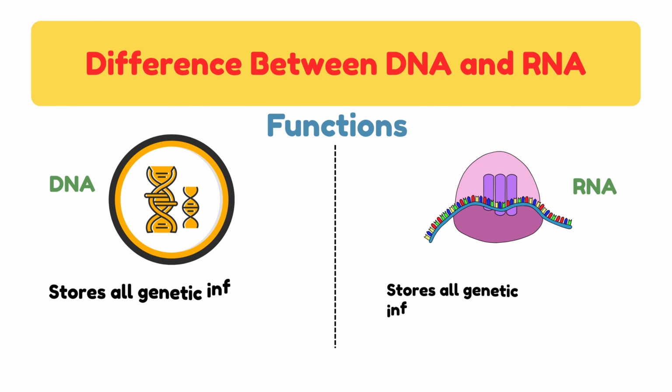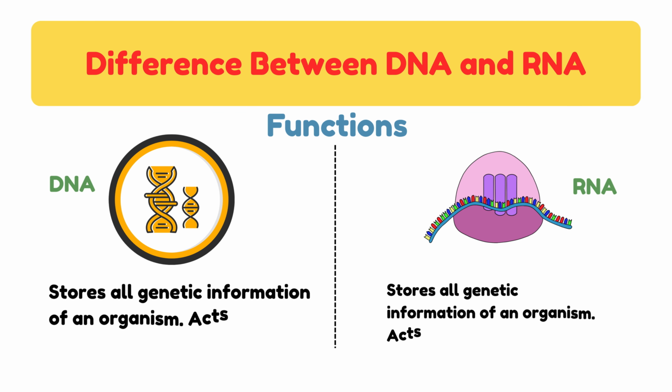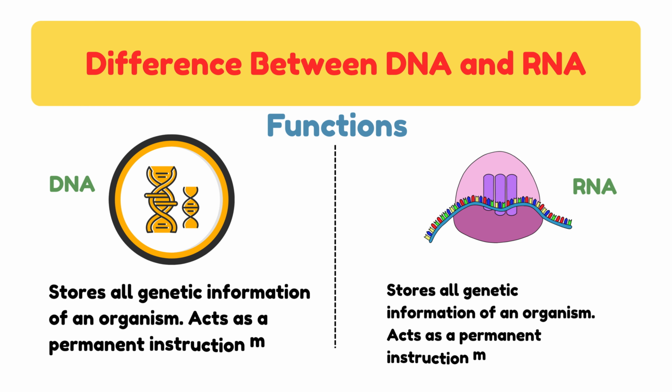Function. DNA stores all the genetic information of an organism. Think of DNA as a permanent instruction manual. RNA's function is to transfer these instructions so the cell can build proteins. It acts like a fast-moving messenger.